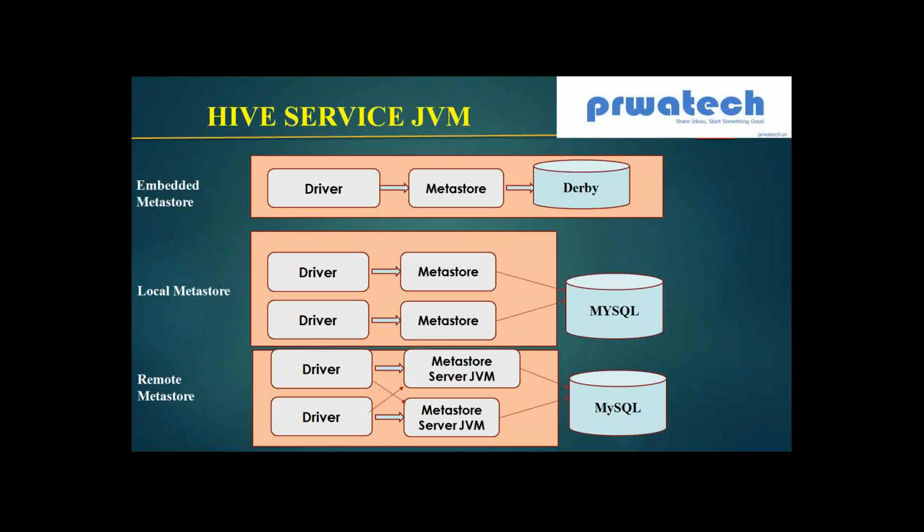In the Derby database we have one limitation: multiple users cannot access the Derby database at a time. Even if you open two different shells on your single machine, in pseudo mode, and you open two different terminals and run the Hive shell in both, then you can get an exception. The reason is that we are working with a Derby database. Derby does not allow multiple users to access it at a time. This is the limitation that we usually face in the Derby database.